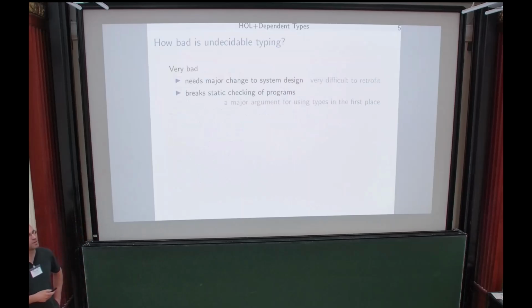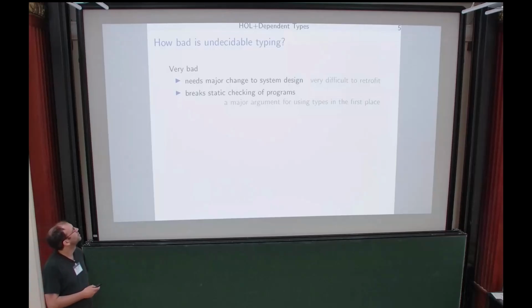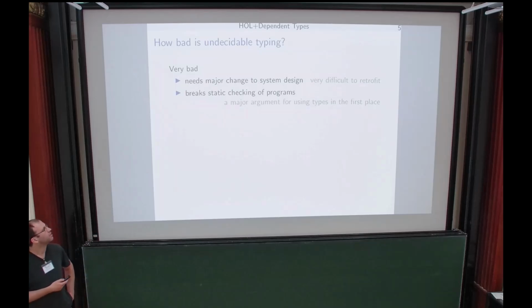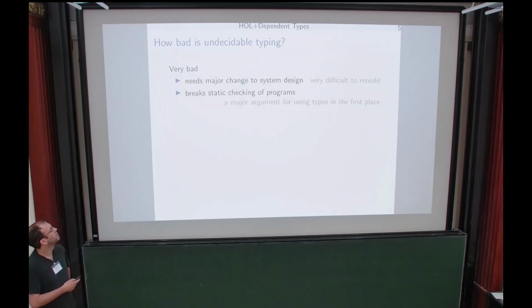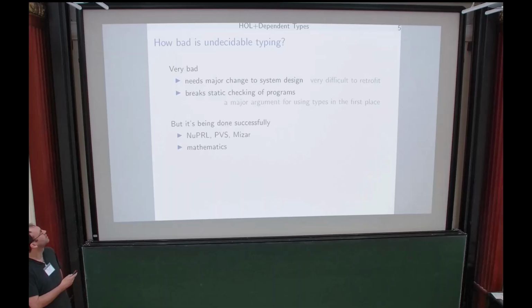So how bad is it if typing is undecidable? It's typically a big problem. Systems that have been built on top of decidable typing usually are very difficult to retrofit, basically impossible to quickly adapt existing technologies. One of the major selling points we have when we sell formulation and type theories to practitioners goes away. But there are very successful examples where this is done.